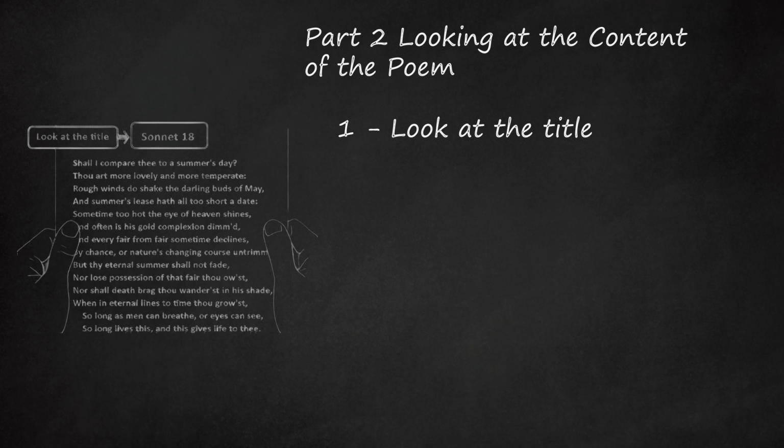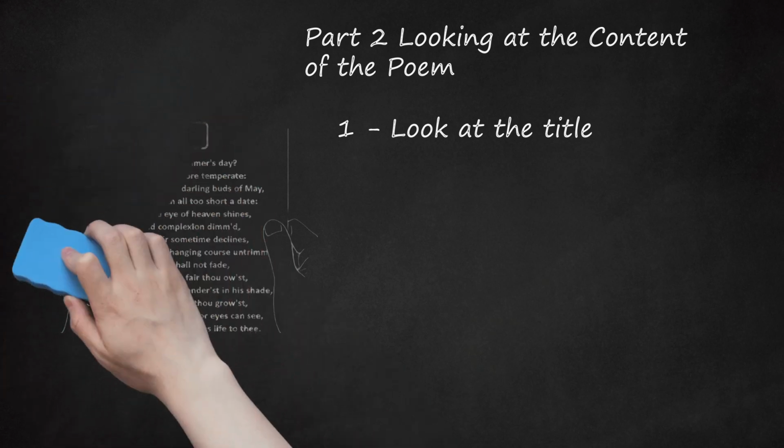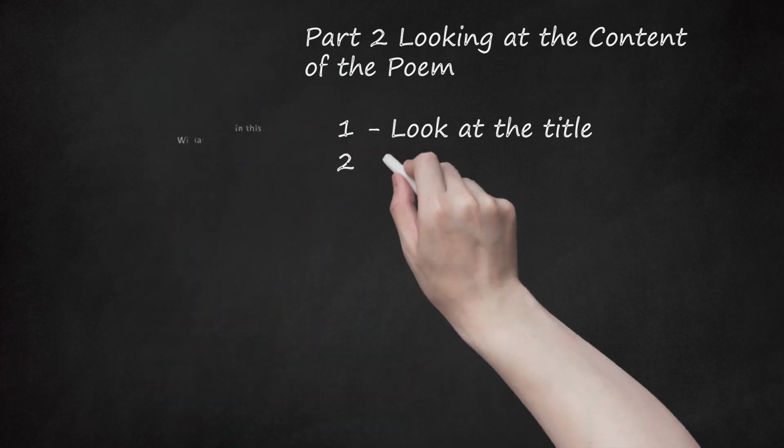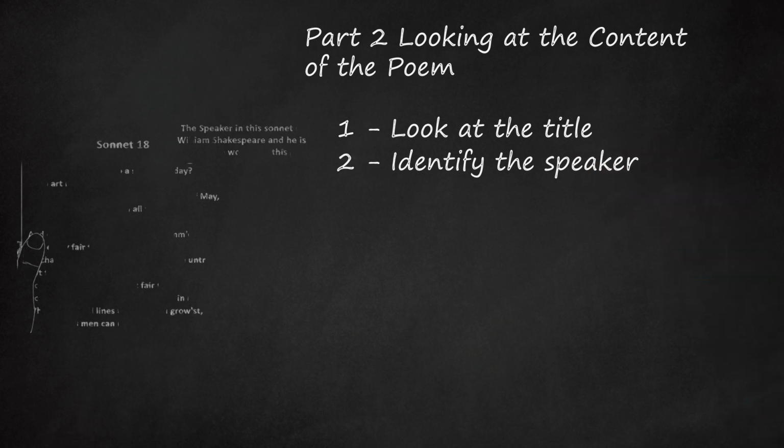Sometimes the title will describe who the speaker or intended audience of the poem is, for example, a poem with the title For Mother or To My Lover. Other times, the title may describe the subject, genre, or tone of the poem, for example, the title Sonnet 18 or Digging. 2. Identify the speaker.